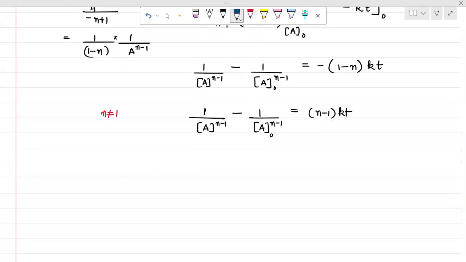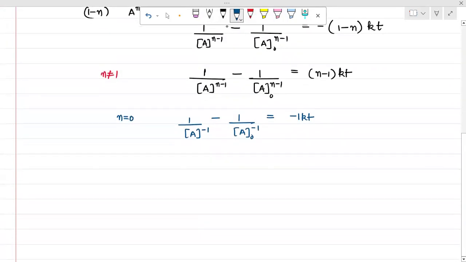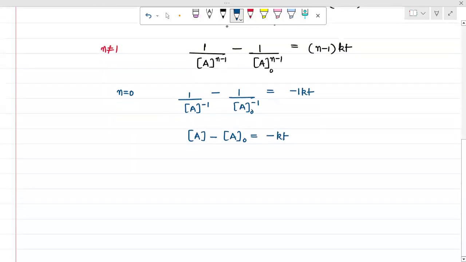Okay, let's put n is equal to 0. If you put n is equal to 0, you will get 1 by concentration of A to the power minus 1, minus 1 by initial concentration to the power minus 1, is equal to 0 minus 1 Kt. Upon rearranging, this becomes concentration of A minus initial concentration is equal to minus Kt. Taking negative to the other side, it becomes initial concentration minus whatever is left is equal to Kt. This is already something that we have derived. You cannot use it for n is equal to 1.